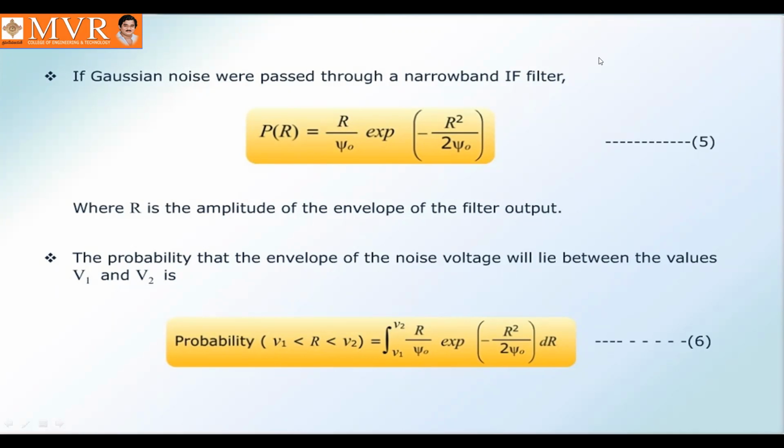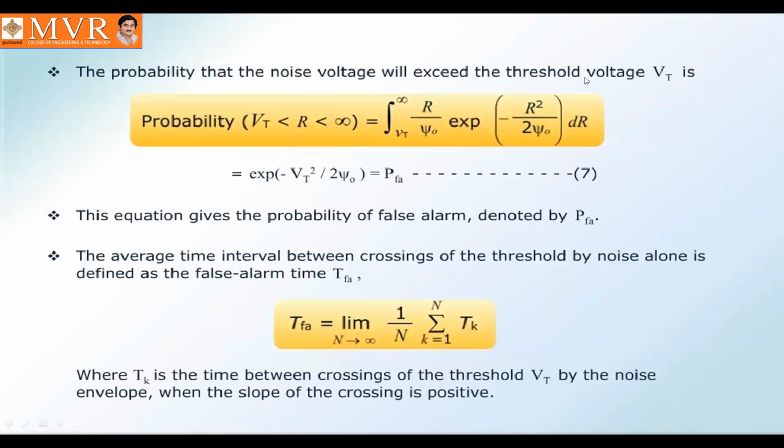And this is supposed to be the probability of the threshold voltage Vt, and this is the equation for the probability of false alarm. So that is the PFA, and after that we have derived the value for the time taken to detect the false alarm, that is limit n tends to infinity of 1 by n, sigma k equals 1 to n, of T.